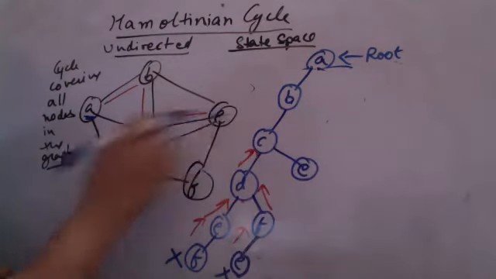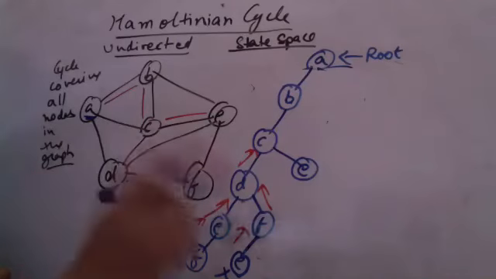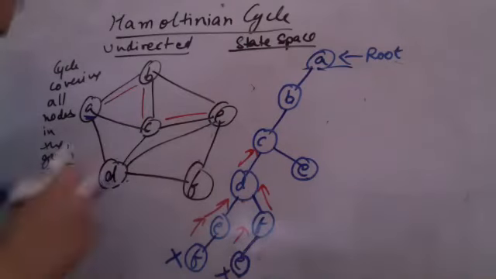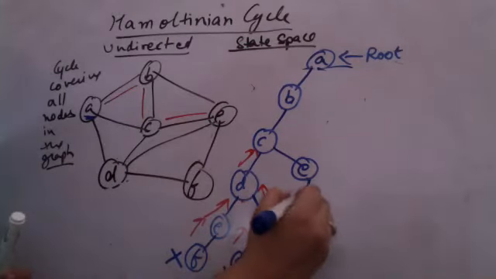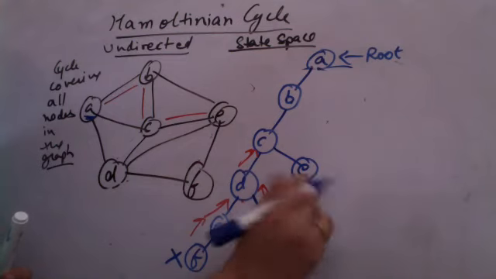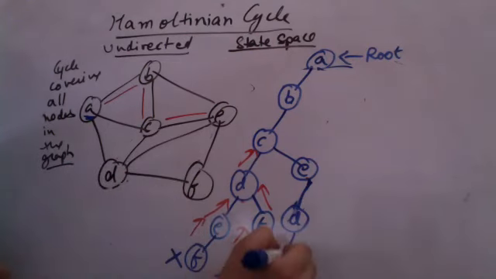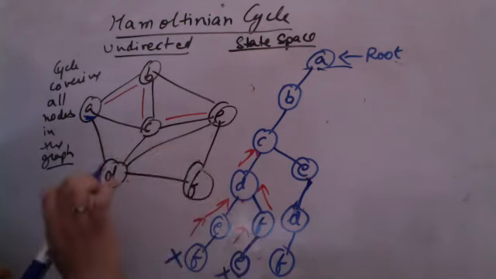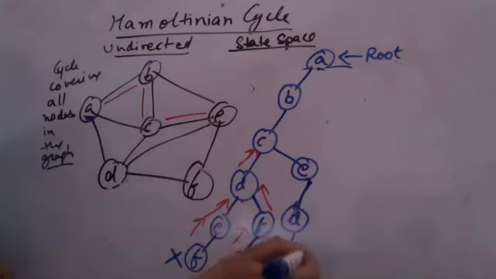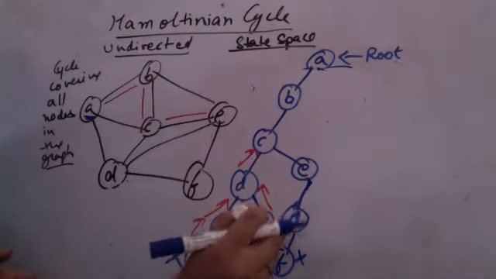From E, I can either go to D or to F. Taking alphabetical order, I am going from E to D. We are going alphabetically, so I am going from E to D. After going from E to D, only F is left, so I go from D to F. Again, I am reaching a dead end. There is no cycle possible, so I again need to backtrack.